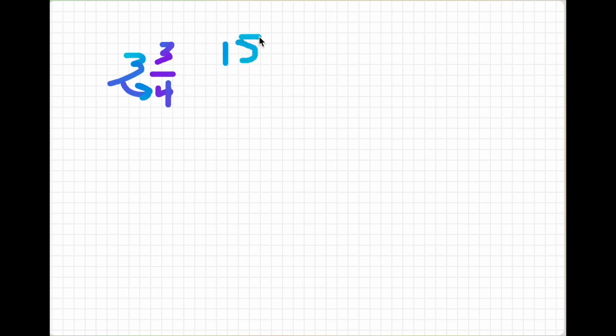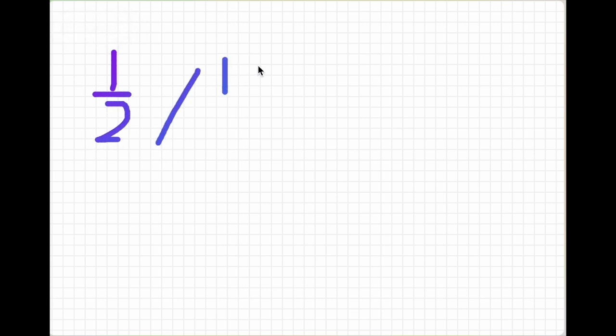So let's make this a bit easier. 3 3/4. 3 times 4 is 12, plus 3 is 15 over 4. So we have 1/2 that is being divided into 15 over 4.